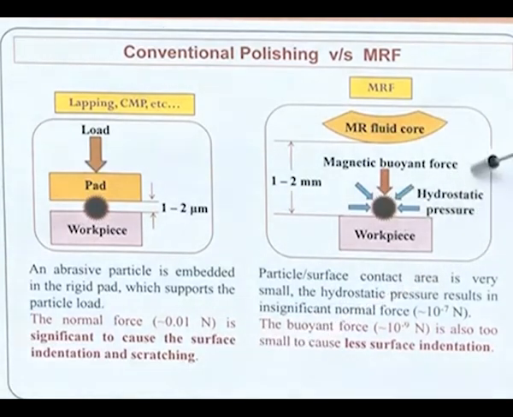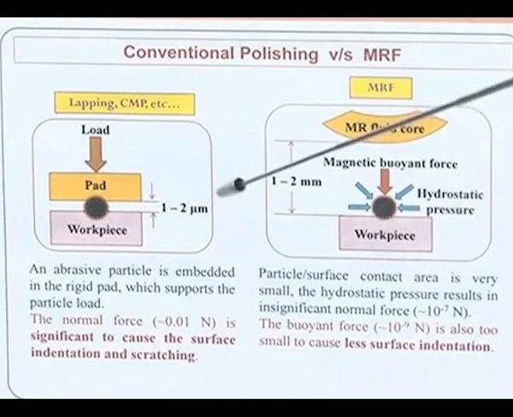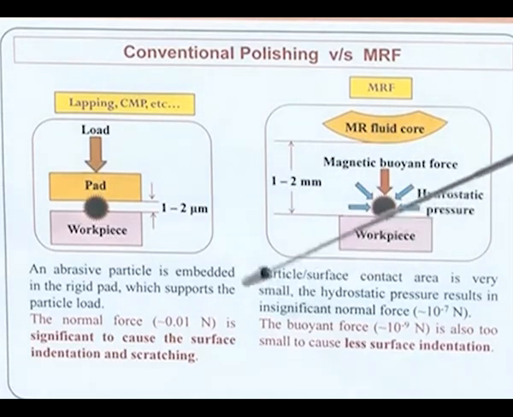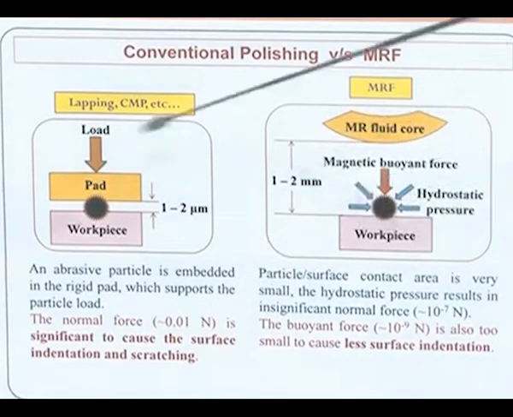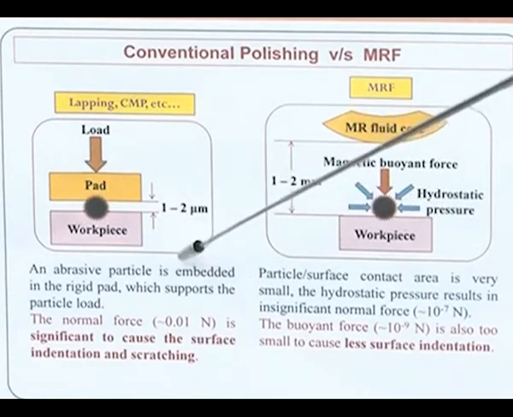While in the other case, in the MRF process, the particle surface contact area is very small, so the hydrodynamic pressure results in an insignificant normal force of around 10 raised to minus 7 Newton. Furthermore, the buoyant force is also around 10 raised to minus 9 Newton. It is also too small to cause surface indentation in the MRF process. So from this comparative view, you can see that the MRF process is far better than the conventional polishing process in the case of nano finishing of different components.